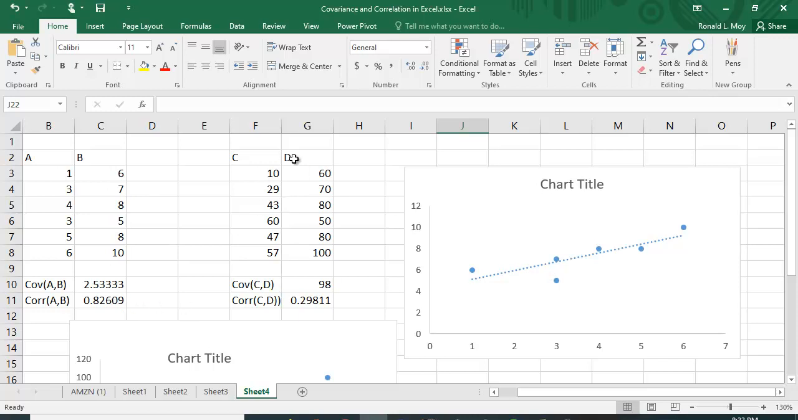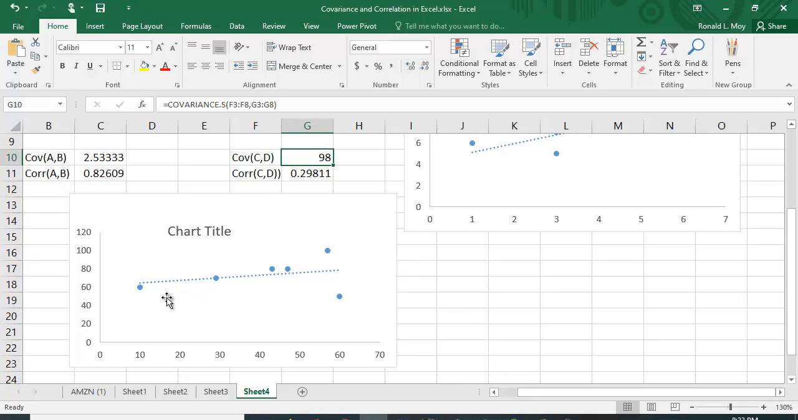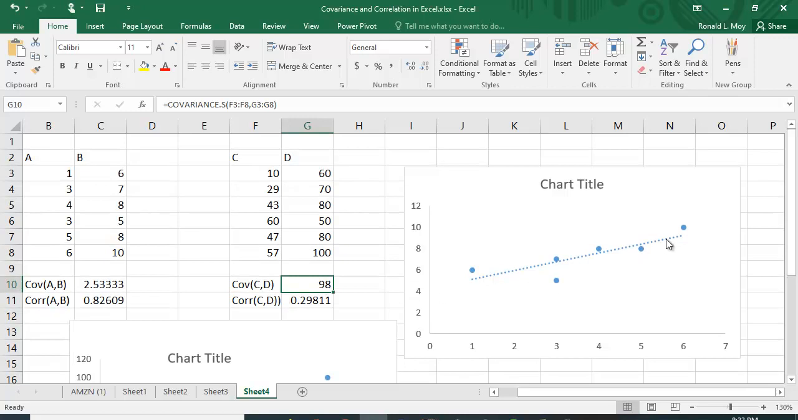Again, it's these larger units that cause the covariance to be large. All you can say here is there appears to be a positive relationship, but it's not nearly as strong a positive relationship as it is for A and B. So I hope that clarifies the difference between covariance and correlation.